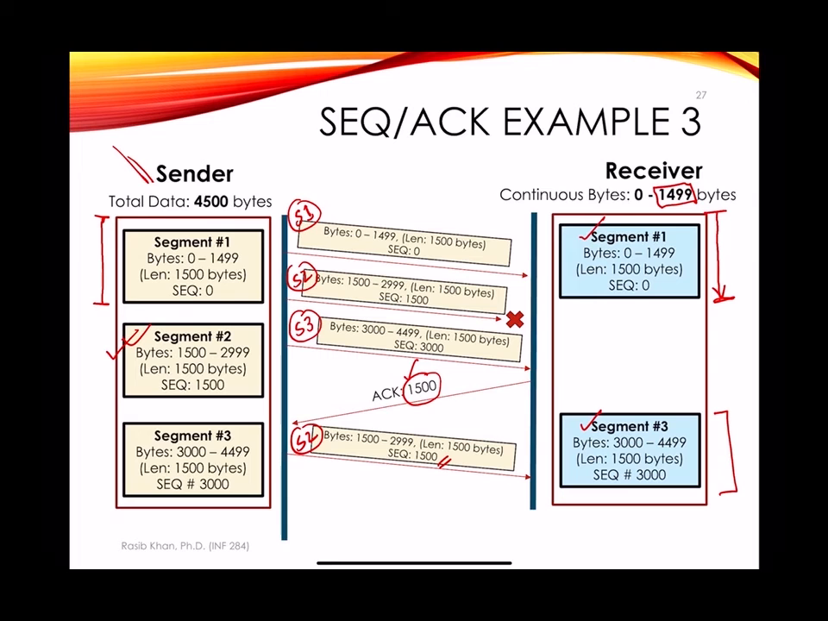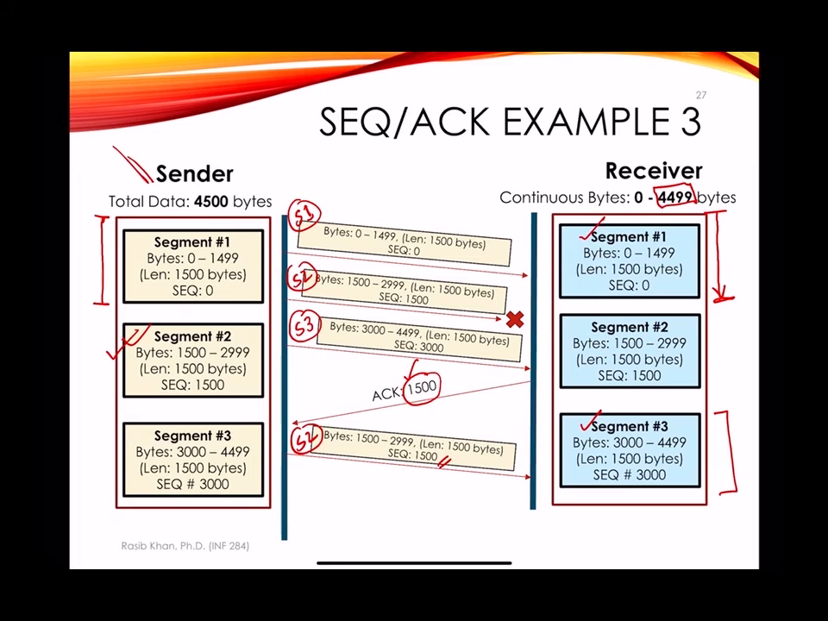So now the receiver receives segment 2, and now if you notice, the maximum value that it has received in continuous sequence starting from the beginning of the file is 1499. So the ACK that is going to be sent is plus 1, that is 4500.